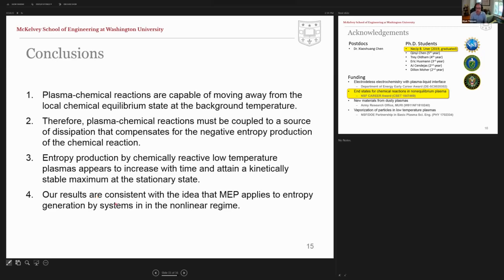There's a typo there. The other thing I'll mention is that these low temperature plasmas are dissipative structures, in the sense that as soon as you remove that source of RF power, they disappear on a microsecond time scale. And so they only exist as long as they're dissipating work.